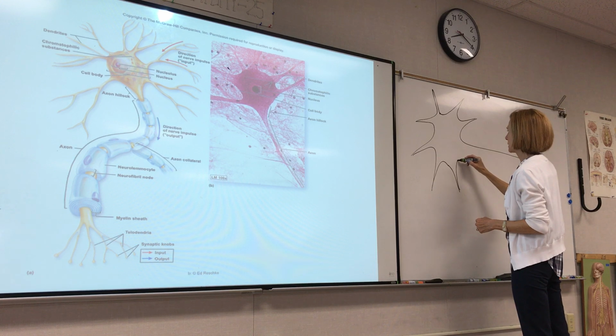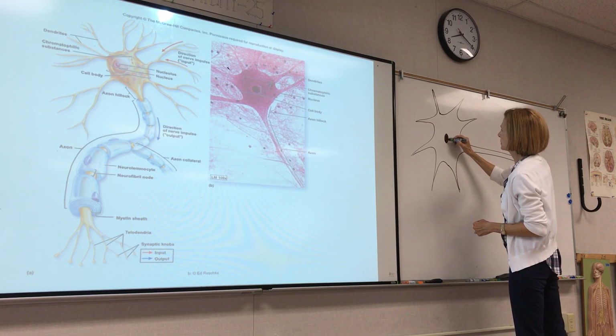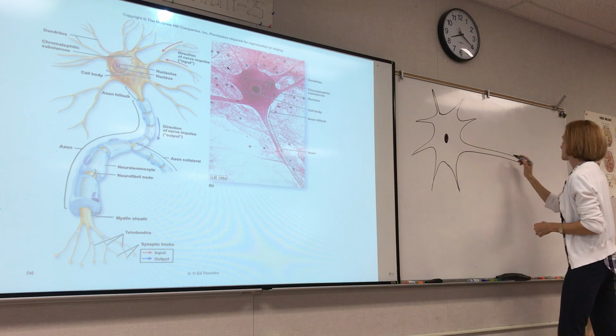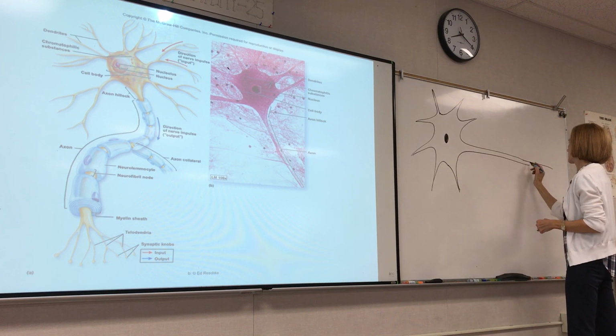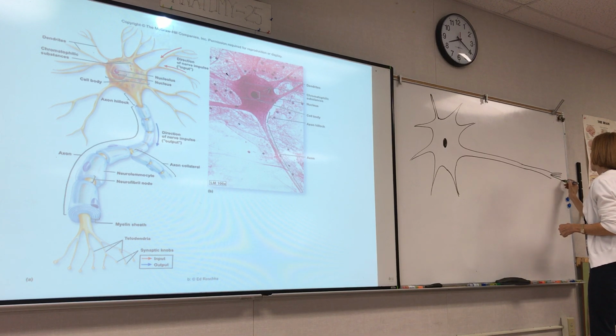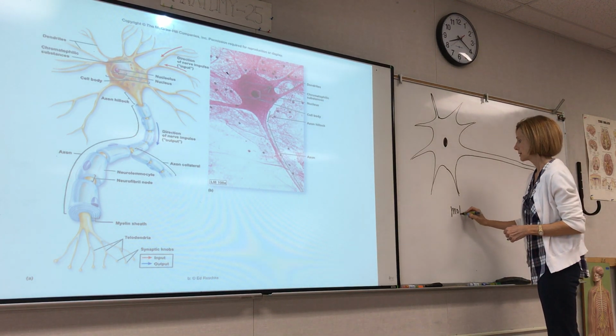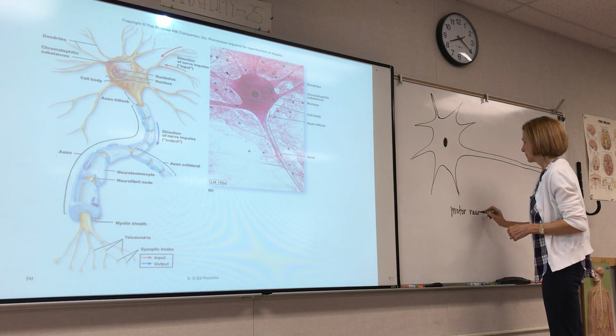Okay, so they look something like this, and here's the nucleus of the cell. So this would be the cell body. This is going to be the one long process that usually branches at the end. And then we have these little kind of knob-like structures here. Okay, so again, this is a motor neuron.